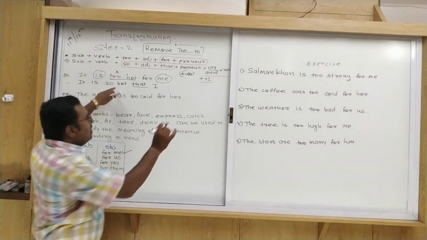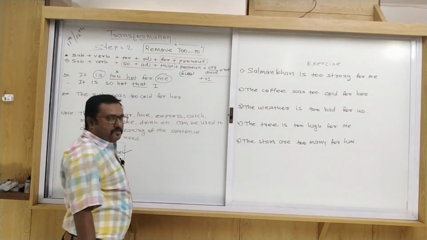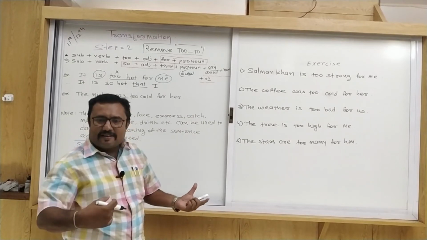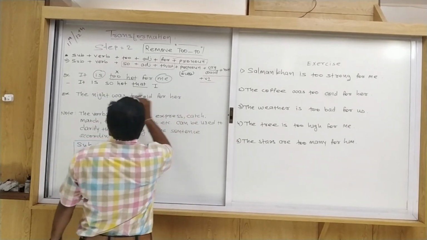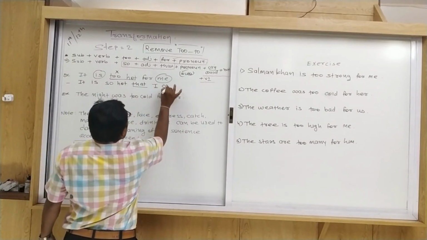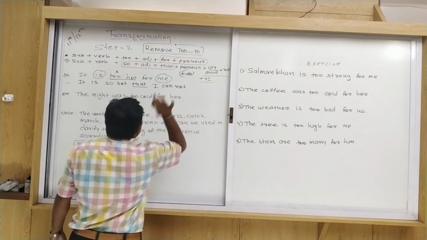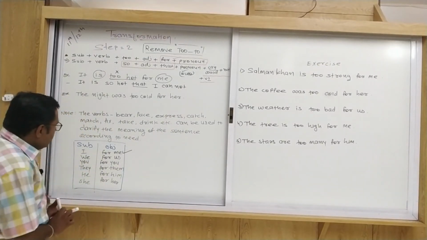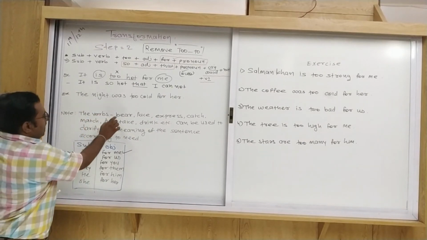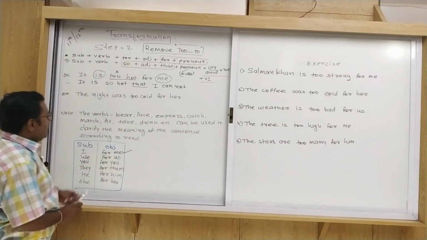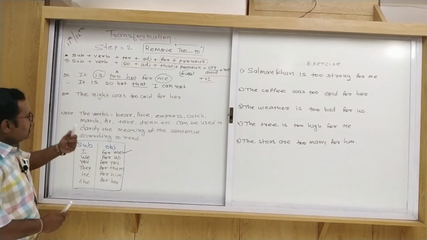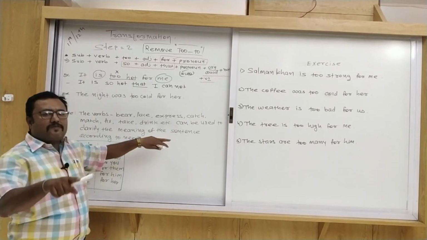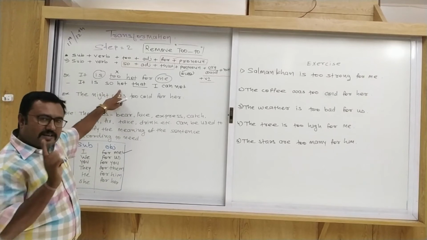Simple present tense. So which modal auxiliaries can we use? Can, could? Can you tell me that? Yes, can. So it is so hot that I cannot. Now friends, the verb is not given here. So please note that the verbs bear, face, express, catch, match, fix, take, drink, etc. You have to use the verb related to the sentence.